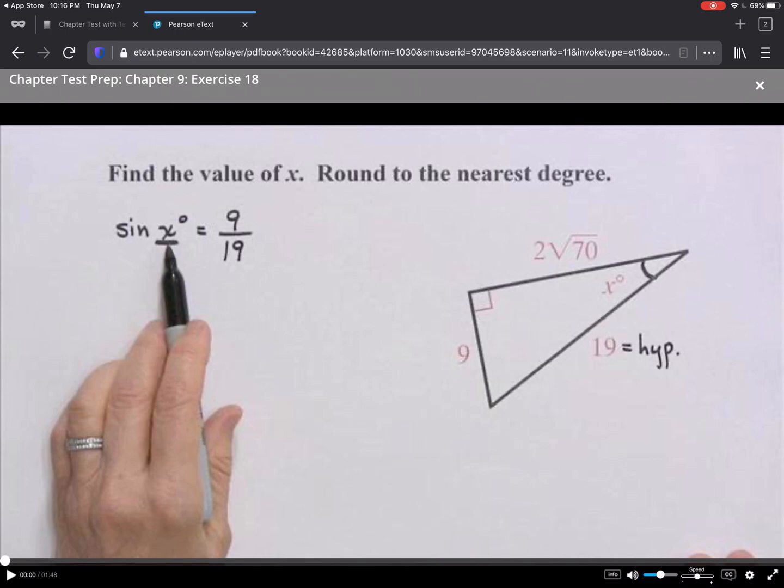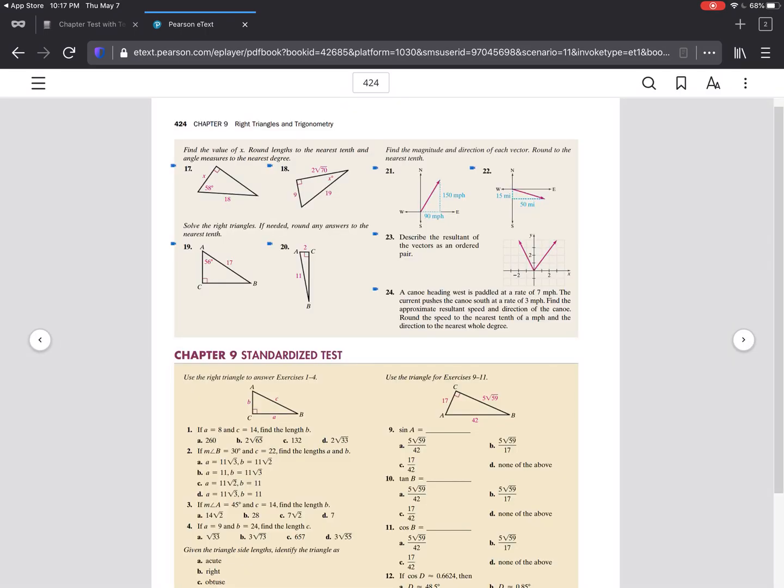Remember, when you're labeling right triangles, you always start with the right angle. You look across or opposite, across from the right angle. That's the longest side of the triangle, always the hypotenuse. Then you look at the angle, x. That's the angle in question. Look across from x, you see 9. That's the opposite. So the adjacent is 2 root 70. If you label your triangles like we said in a previous video, you won't have any difficulties getting these problems. They shouldn't be that bad.